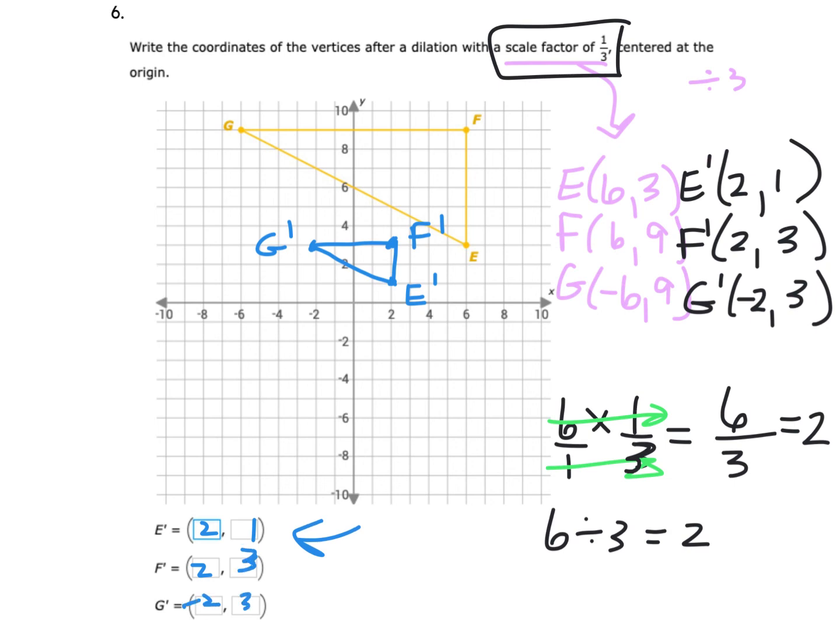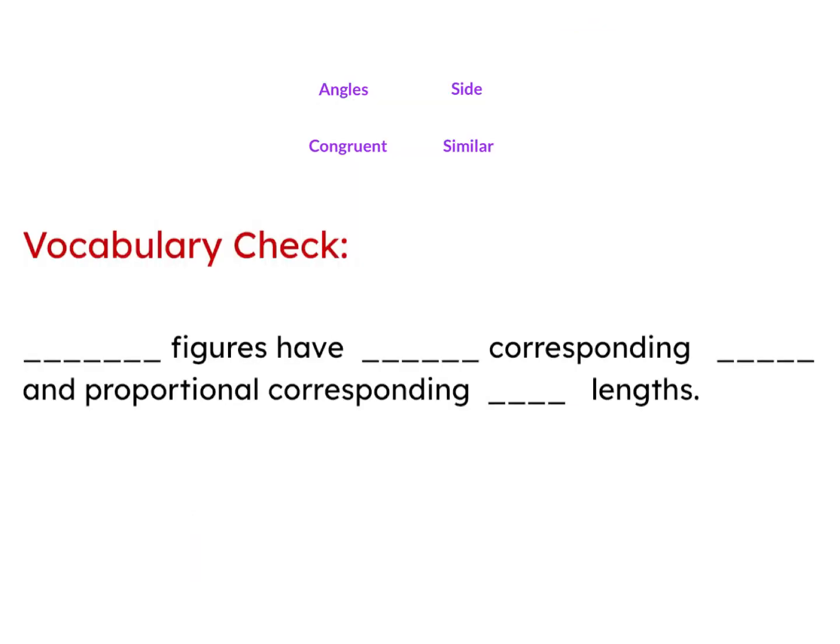All right, so keep in mind, if the scale factor is a fraction or less than 1, it reduces the figure. And if its scale factor is larger than 1, it enlarges the figure. Okay, and for our vocabulary check, your choices are angles, side, congruent, and similar. So blank figures have blank corresponding blank, and proportional corresponding blank lengths.